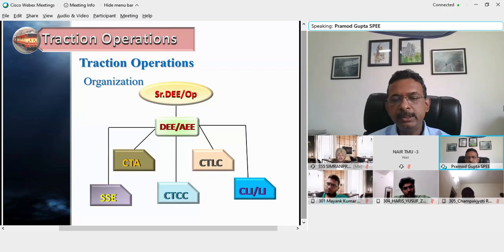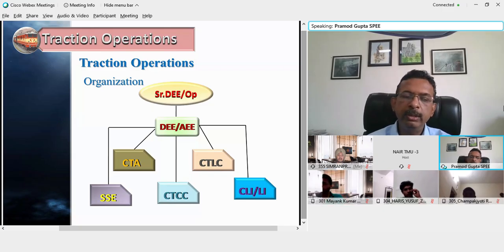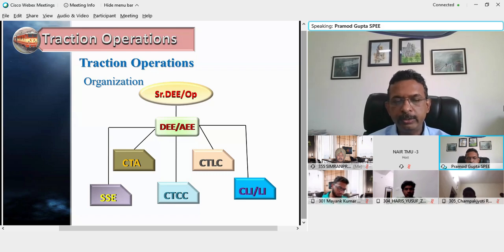We have CTAs, supervisory level CTA, Chief Technical Assistant. His role is to keep everything up to date regarding the biodata of the loco pilots, and in case there are any instructions from the headquarters which are supposed to be circulated or brought into the knowledge of the crew, then he uploads it in the system, gets their acknowledgement, and makes sure that everybody has gone through it and understood it.